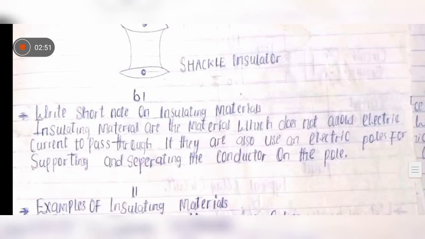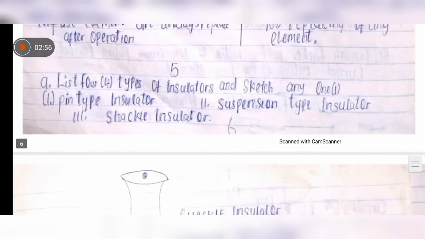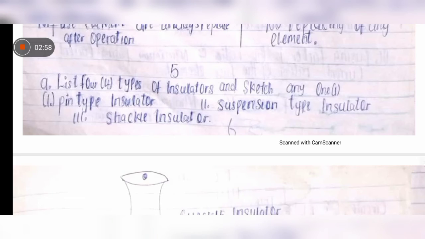This is how a shackle insulator looks. Right, you can tell us your number four insulator. I will not say it. Tell us the fourth and any other suspension, any other type of insulator you know. Put it in the comment box.